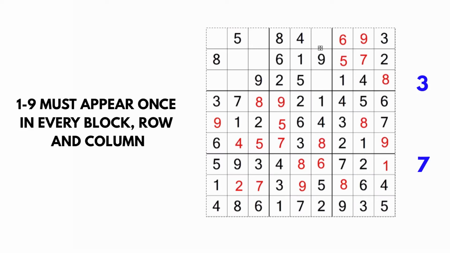Okay, we're looking for a 3 or a 7. Along this row, we have a 3, which means this number has to be a 7, which makes this one a 3.